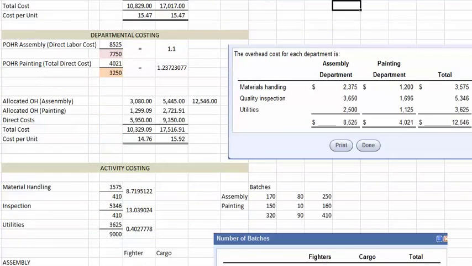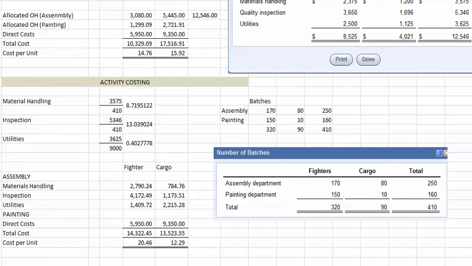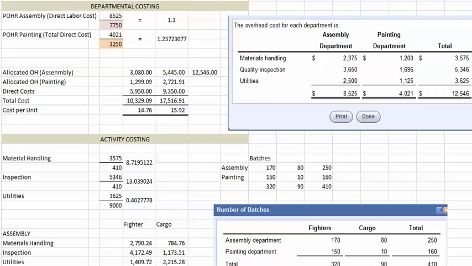Finally, under activity-based costing, we're going to allocate our cost on the basis of three separate activities: material handling, quality inspection, and then utilities. In this case, it's a little odd because we've chosen to allocate both material handling and inspection on the number of batches. And since that's the same activity, we could have really combined those two cost pools into one and then used two activity rates. But in any case, we're going to go with what we have.